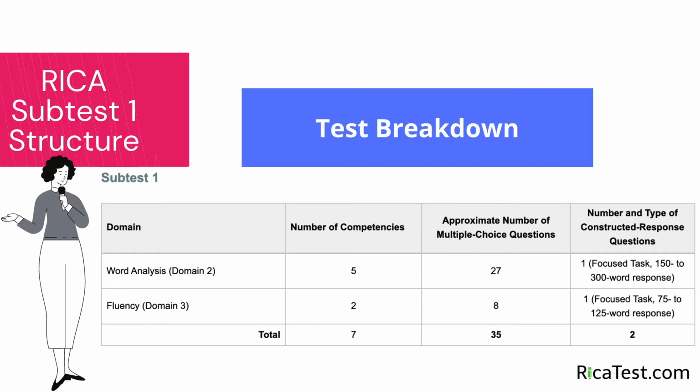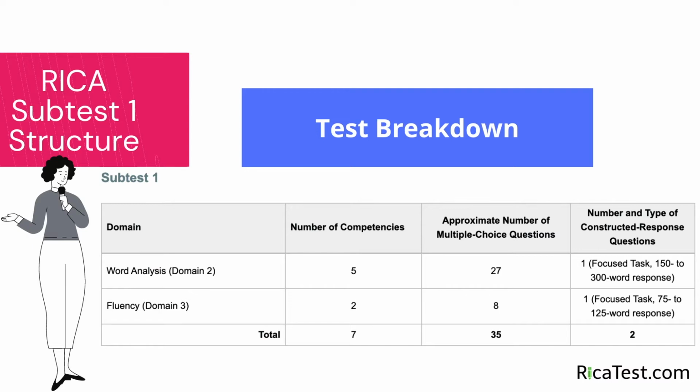The RICA Subtest 1 structure is broken into two domains, which include Domain 2, that covers word analysis, and Domain 3, which covers fluency. Between the two domains, there are 7 competencies, which include phonological and phonemic awareness, concepts about print, letter recognition, and the alphabetic principle, phonics and sight words, syllabic analysis, structural analysis, and orthographic knowledge, and fluency, and the factors that affect the development of fluency.